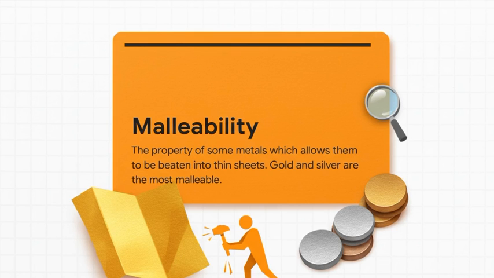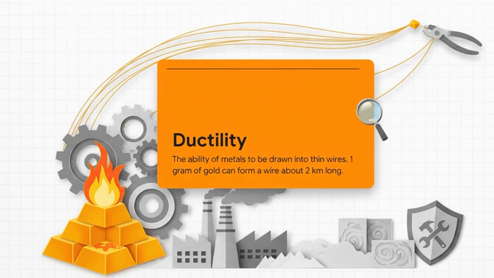Let's kick things off with a property called malleability. Ever used aluminum foil? That's just a chunk of aluminum that's been hammered into an incredibly thin sheet. That's malleability right there. And for your exams, the two you really need to remember as the champions of malleability are gold and silver.